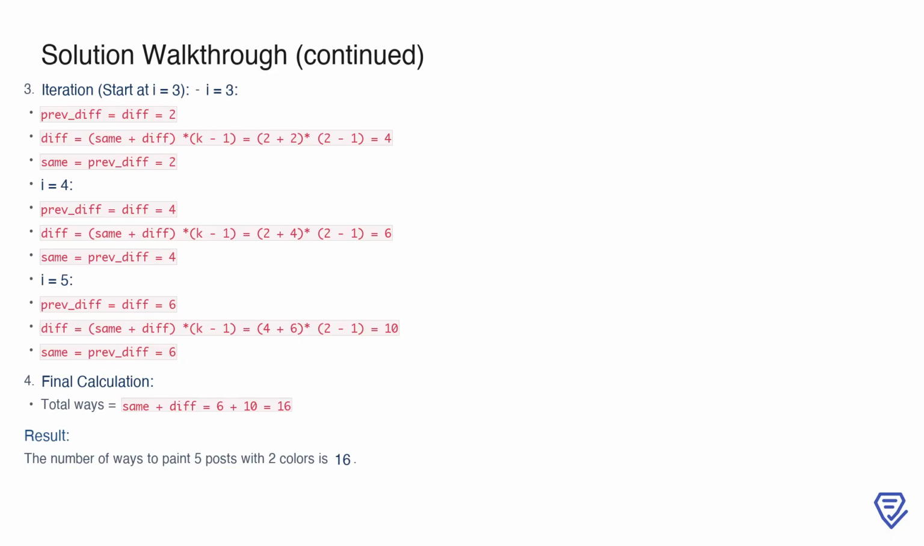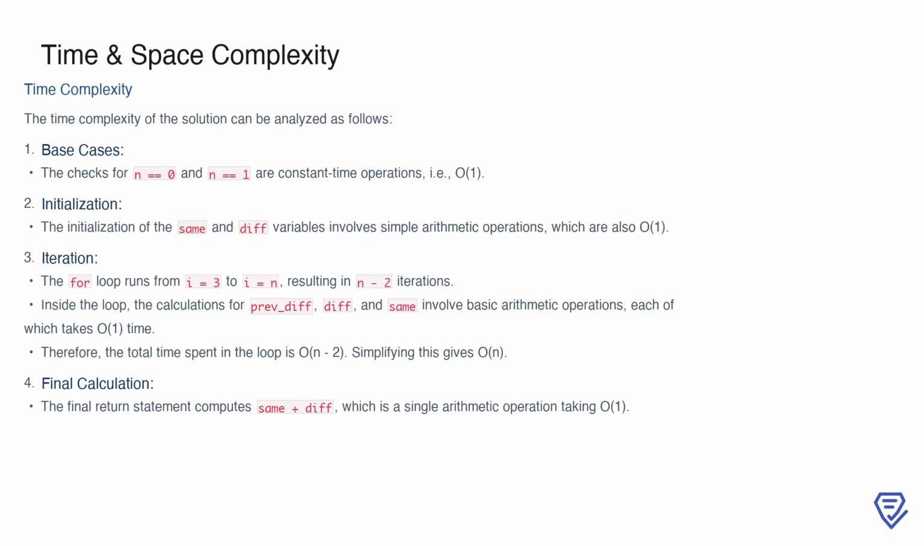adhering to the constraints. To analyze the time complexity of this solution, we can break it down into several steps. First, the base cases, such as checking if n is equal to 0 or 1, are simple conditional checks that take constant time, or O(1). Next, the initialization of variables like same and diff also involves basic arithmetic operations, which again take constant time, O(1). The main computational effort comes from the for loop, which runs from i equals 3 to i equals n. This means the loop executes n minus 2 iterations.